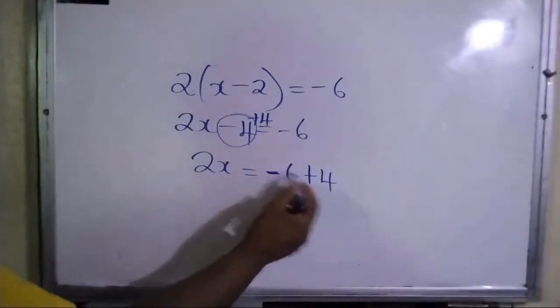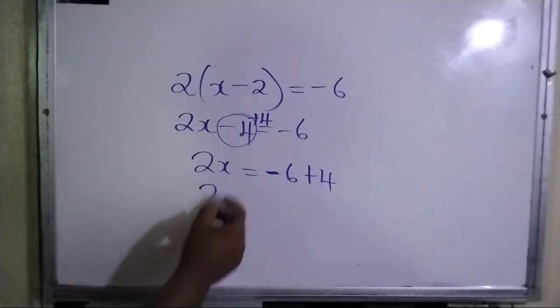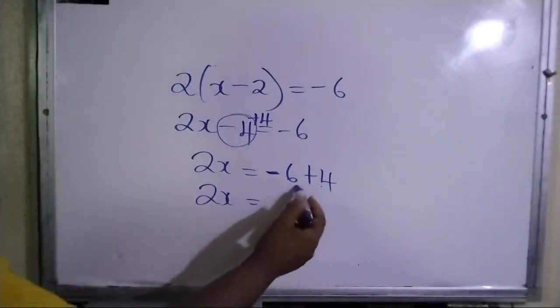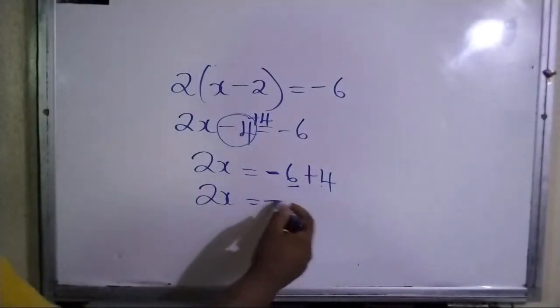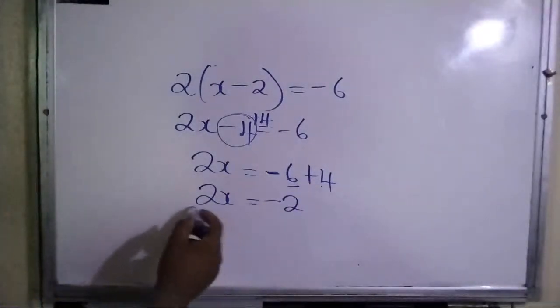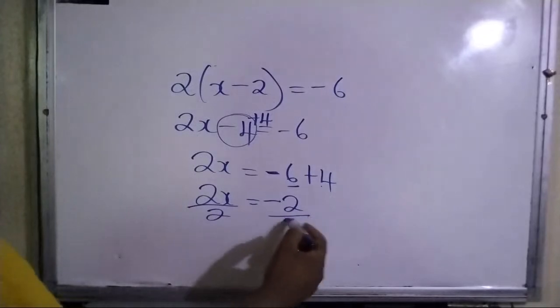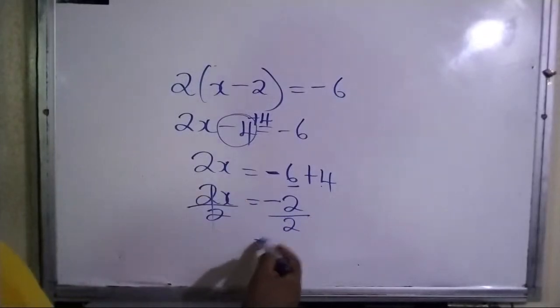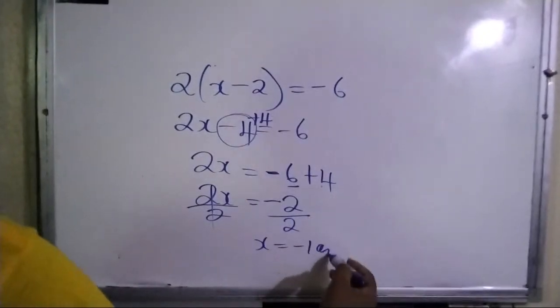Remember, this is a negative and this is a positive. So we take the difference. One is positive, one is negative. So we subtract, keep the bigger sign. 6 plus 4, and then boom. X equal negative 1.